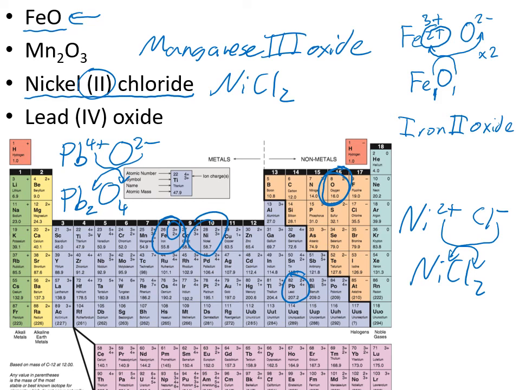Now, this can have a common factor taken out of it, so divide both by 2. So it would then become Pb1, we don't write anything for 1, O, and then 4 divided by 2 is 2. So the answer would be PbO2. And that would be the formula for lead 4 oxide.